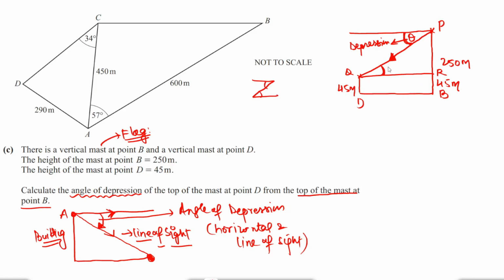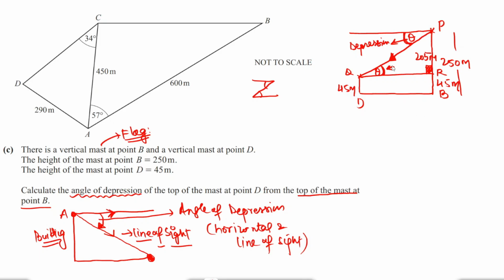It means logically, instead of finding this angle, we would be finding this one. So now we are in the right angle triangle. In the triangle, this whole length is 250. This is 45. Then this part PR is going to be 250 minus 45, and this is going to be 205 meter. I hope you are understanding what I'm writing here, 205 meter.